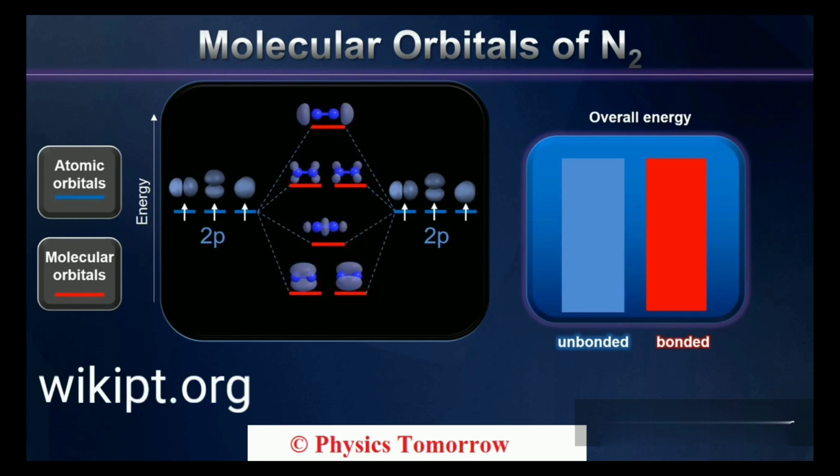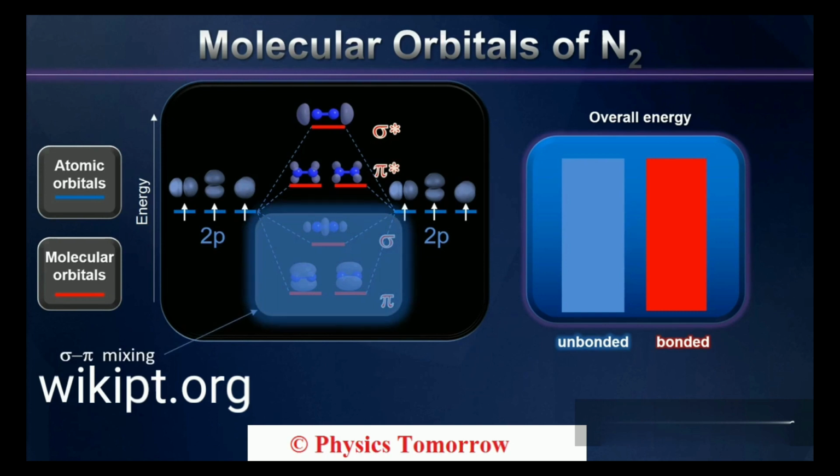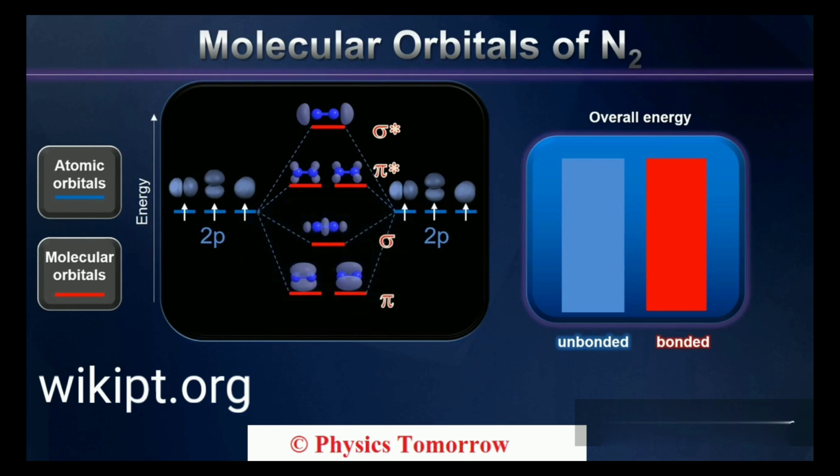You might notice something changed here, right? Notice that the sigma molecular orbital is actually higher in energy than the pi. And this is an interesting phenomenon. It's caused by something called sigma pi mixing. And we won't go into great detail into it here, but I wanted to point it out because this is how you'll probably see it in your textbooks.